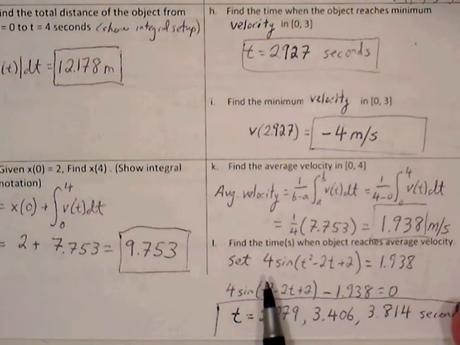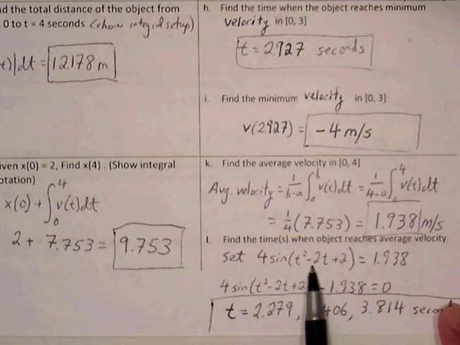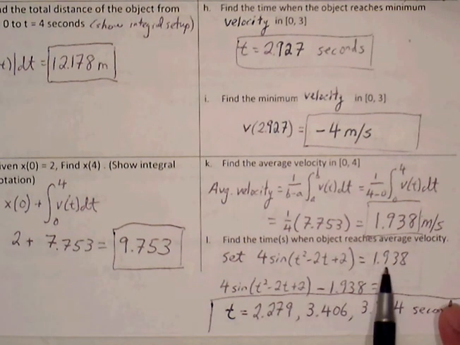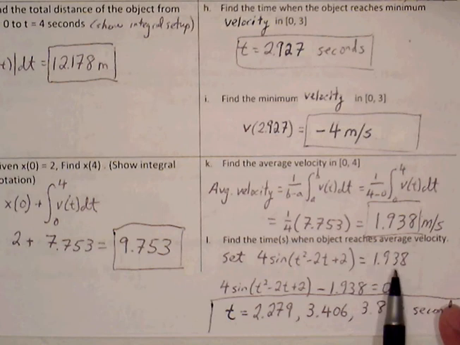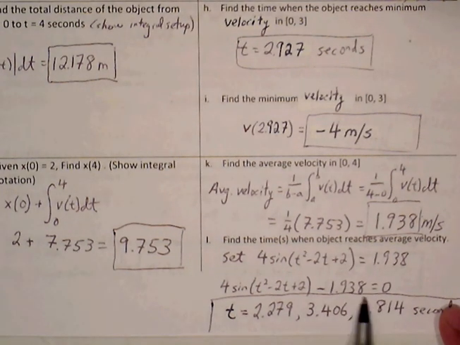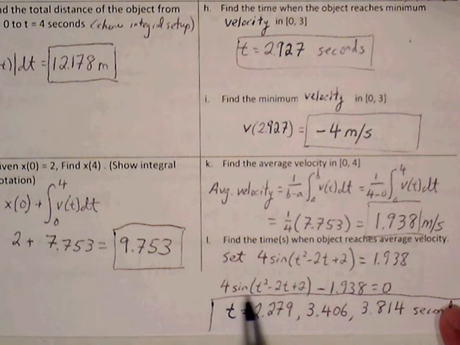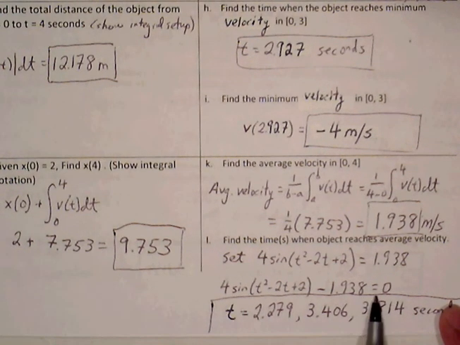Okay, last part here, find the times when the object reaches average velocity. So we can simply do this by setting the original function equal to the average velocity. In our calculator, we can graph this by subtracting 1.938 from both sides. So plug all this into the calculator, and when you graph it, you can simply look to see where it crosses the axis.